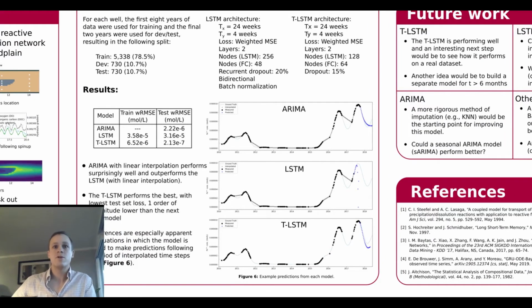And so for each of these, we have 20 total time series. Each time series is 10 years long, and we train on the first 8 years and then test on the final 2 years. And you can see in this table here, we have three different weighted RMSEs. You can see that the error on the TLSTM is clearly the best. It's 2 orders of magnitude lower than the LSTM and an order of magnitude lower than ARIMA.